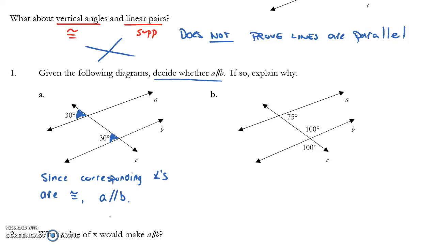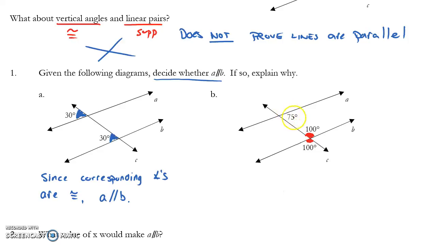Think back to our laws of logic. If corresponding angles are congruent, then my lines are parallel. I've given you corresponding angles are congruent. That is specifically the law of detachment. I have the exact hypothesis, I can make the exact same conclusion. In part B, things are a little different. I do have that this is 100 and this is 100, but those are vertical angles. Vertical angles do not allow me to make any conclusion.